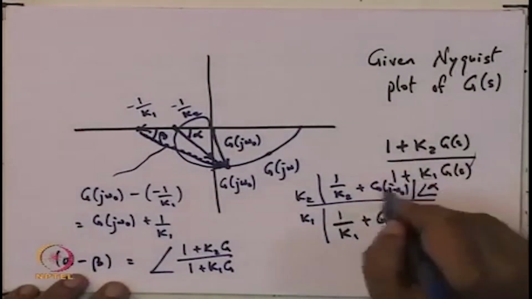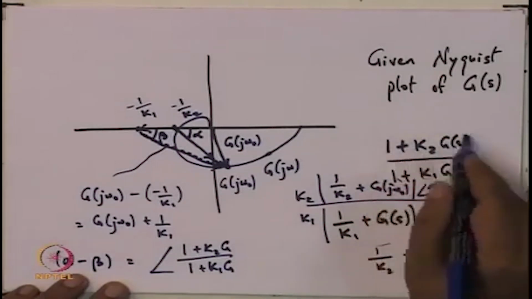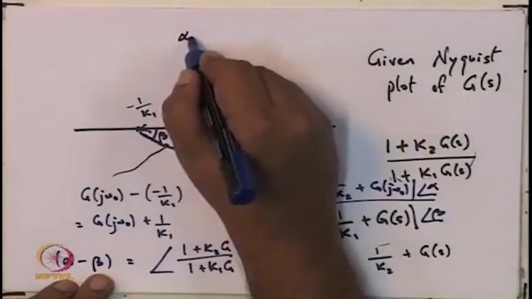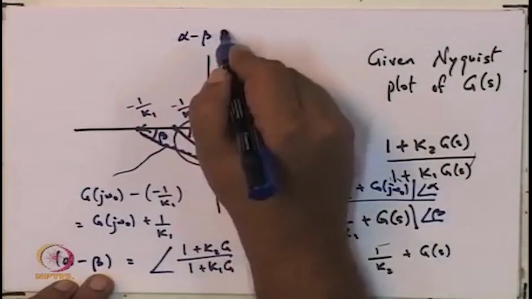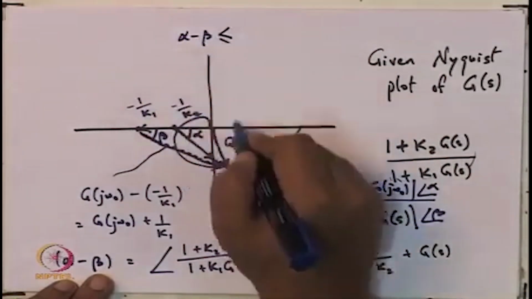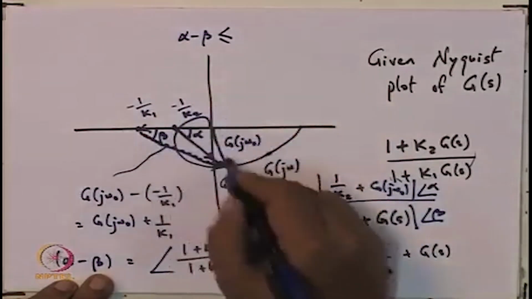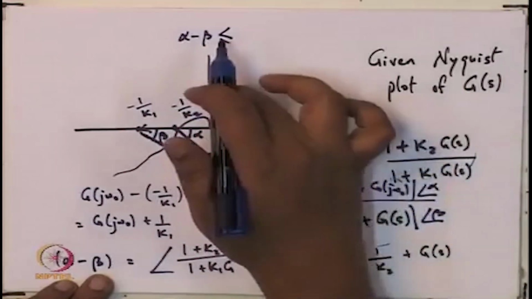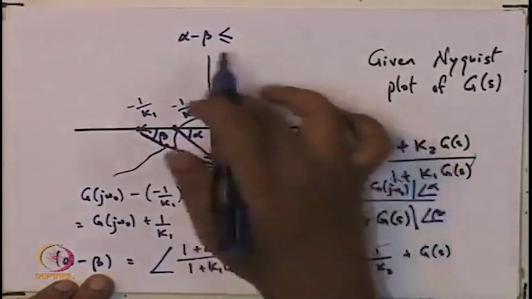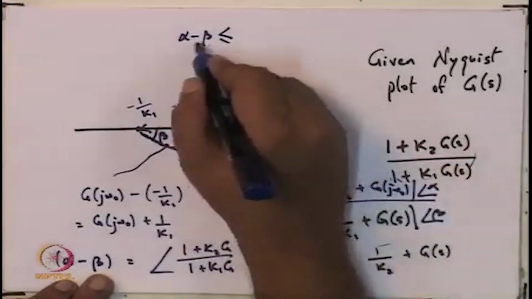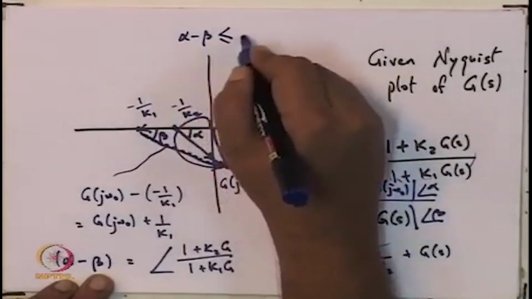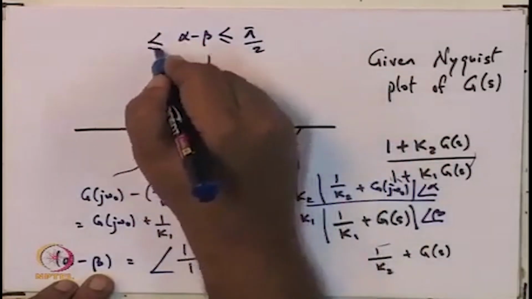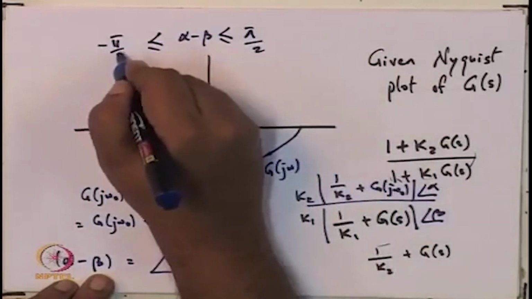Now, if this transfer function were to stand for something which is positive real, then this angle alpha minus beta must be less than or equal to, okay. So, the magnitudes will give us a magnitude, and this angle must lie between plus 90 and minus 90, or plus pi by 2 and minus pi by 2, if you are thinking of this in radians. So, this must be less than or equal to pi by 2 and greater than or equal to minus pi by 2.